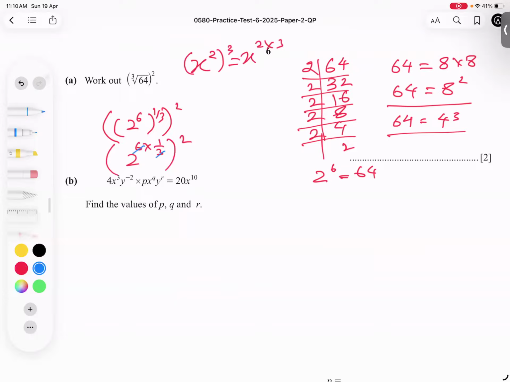So 3 ones are 3, 2 twos are... and I got a 2 to power 2 inside and 2 power on top. And basically it's become 2 to power 2, and 2 twos are 4. And 2 power 4 is 16. So this is my answer.